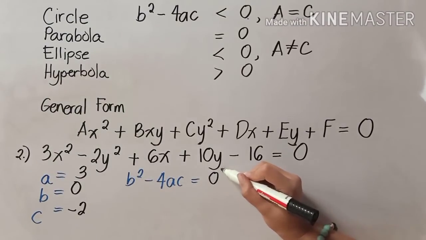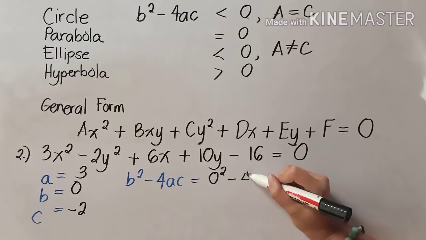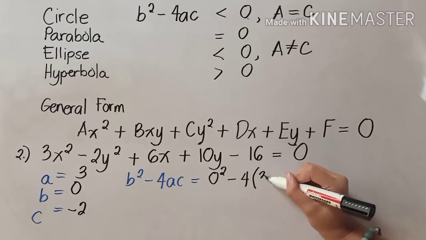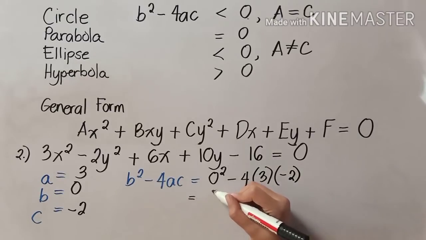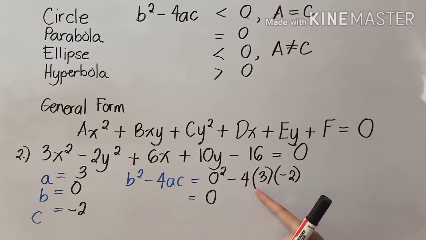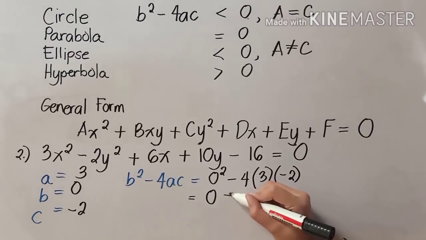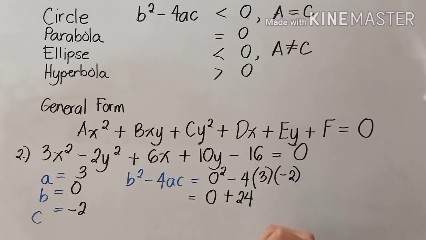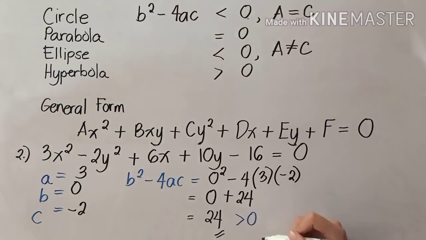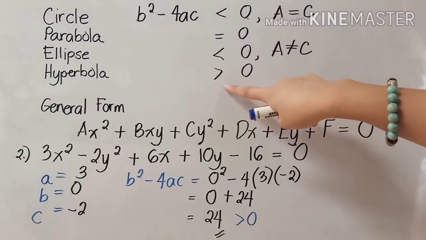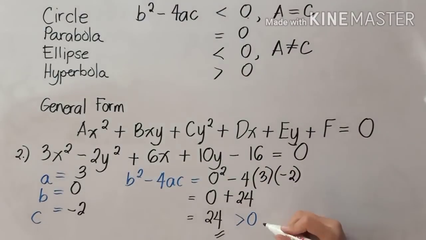Our b is equal to 0, so that's 0 squared minus, again 4 is constant, times a is 3, times c is negative 2. So we have 0, negative 4 times 3 is negative 12, times negative 2, so that's positive 24. So our determinant is 24. Now 24 is greater than 0. Looking at the choices we have here, hyperbola. Therefore, number 2 is an equation of a hyperbola.